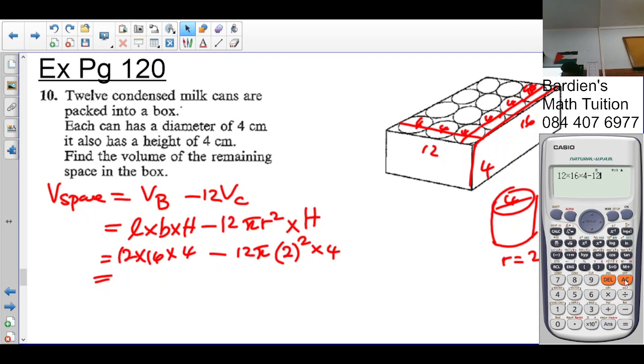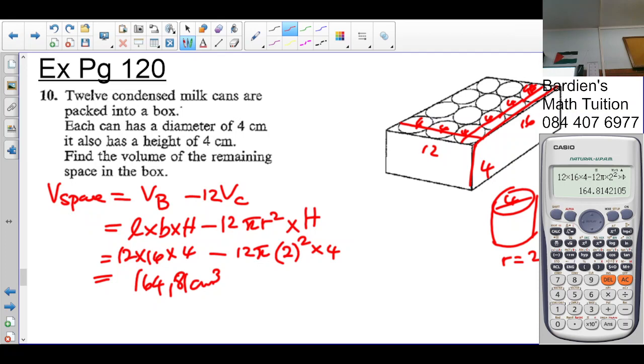Okay? So if I came up with the sum in the exam, you say you didn't know how to do it now? The answer is 164,81 centimeters cubed. Okay, any confusion? This was a nice one.